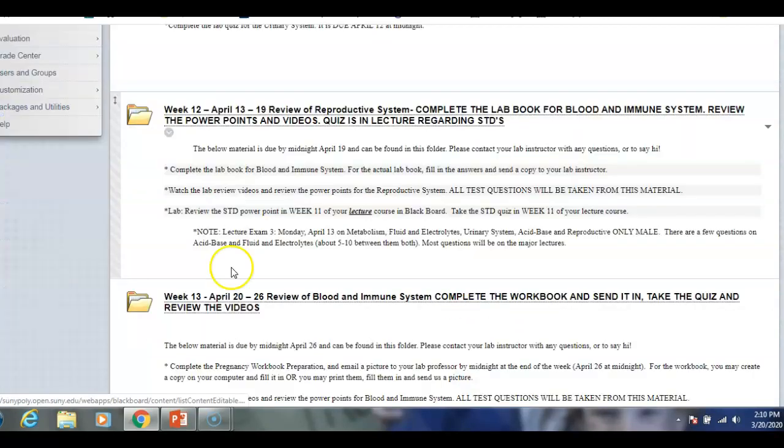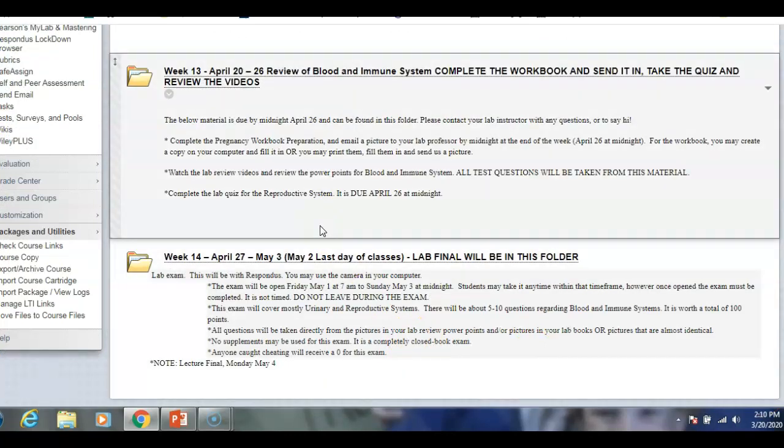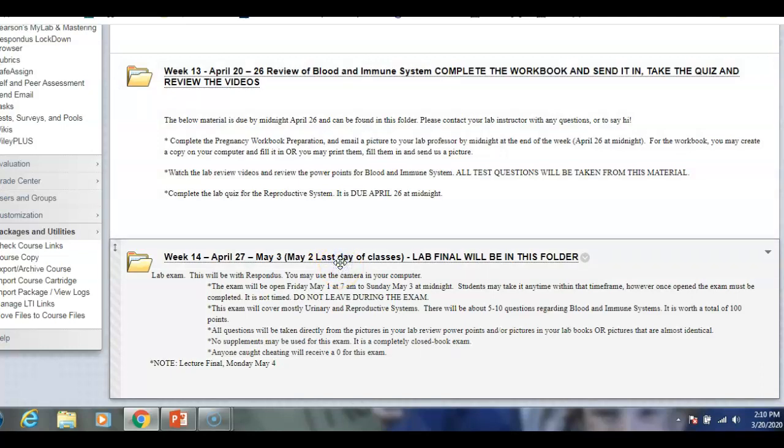Then we move into week 14, which will be your lab final. Once again, it will be multiple choice, probably fewer than 50 questions, maybe 47 because you might have a matching. It'll be open Friday, May 1st until Sunday, May 3rd. You can take it any time during that time frame. It is closed book. You need to use Respondus. You can use a camera in your computer. It will cover the urinary and reproductive systems and about 5 to 10 questions on blood and immunity. It will not be cumulative, so your final will only be on that content.